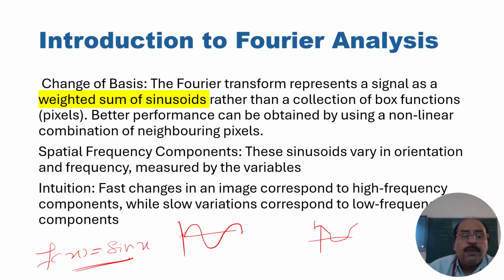Okay, so we are going to convert this into the spatial domain. We have two domains now. One is called the spatial domain, and the other one is the frequency domain. So why do we need to do that? What is the reason? That's why I put it as intuition. Fast changes in an image correspond to high frequency components, and slow variations correspond to low frequency components.